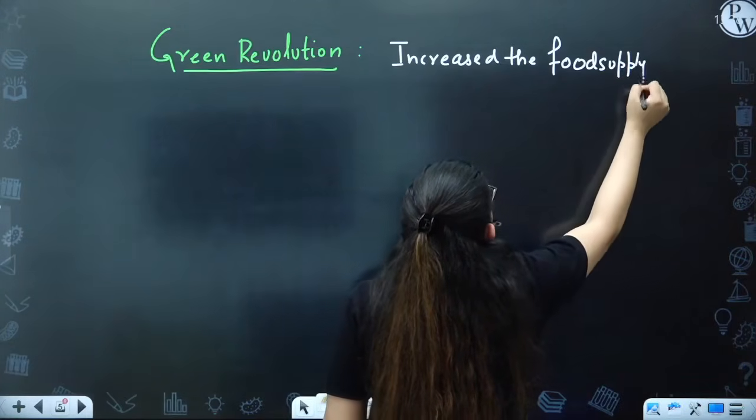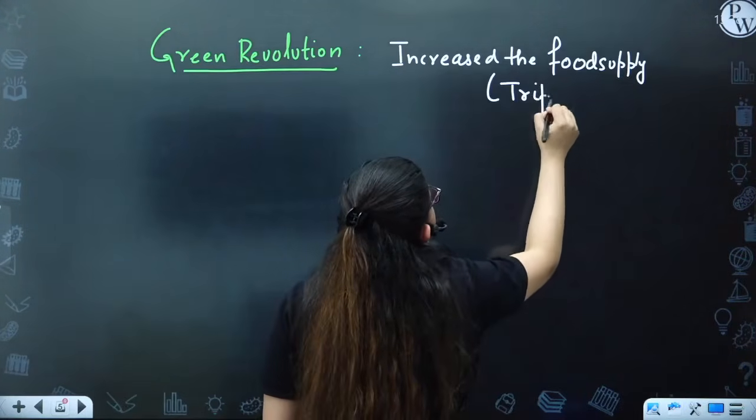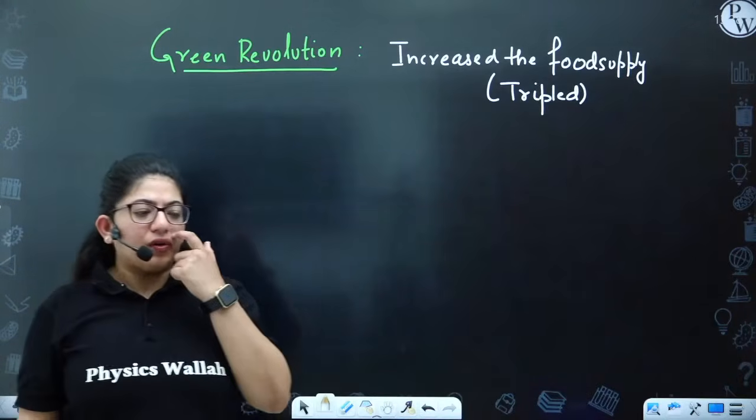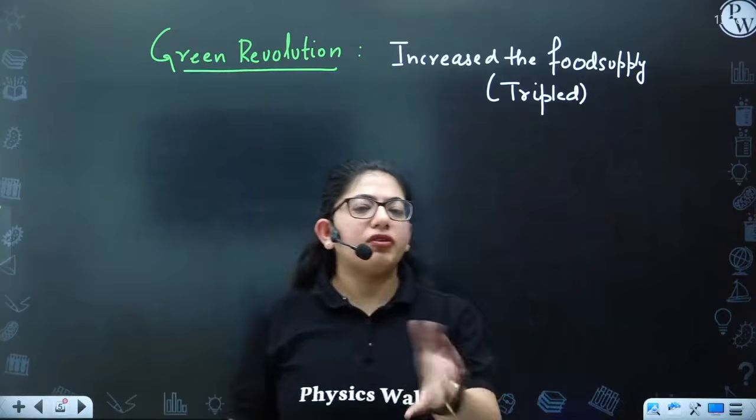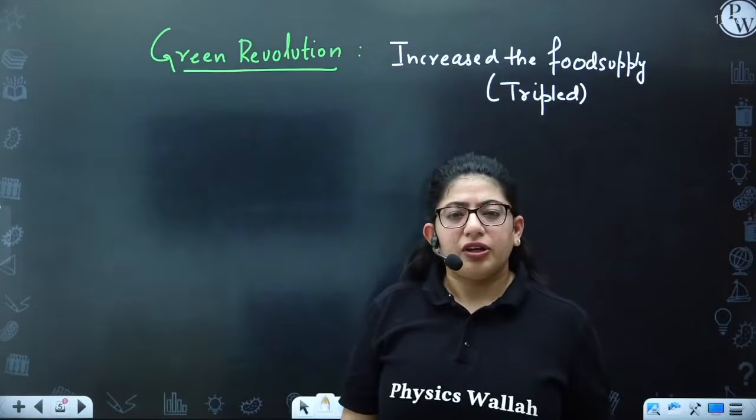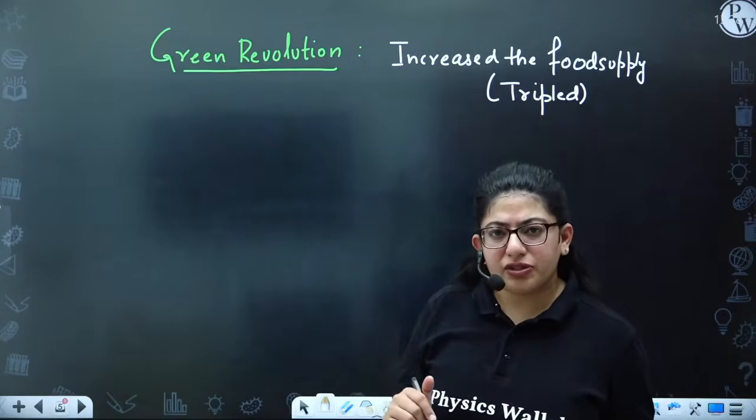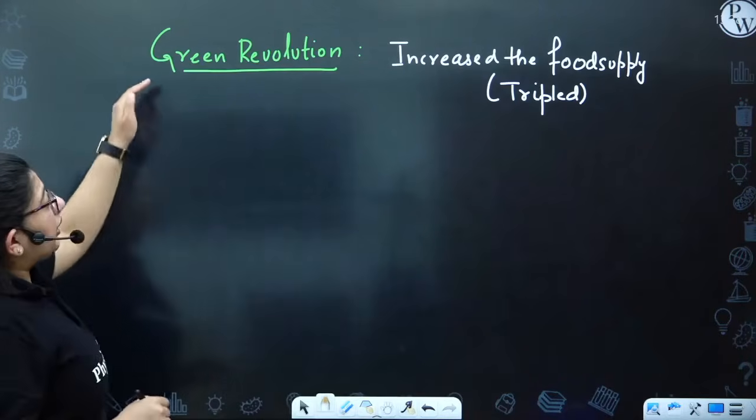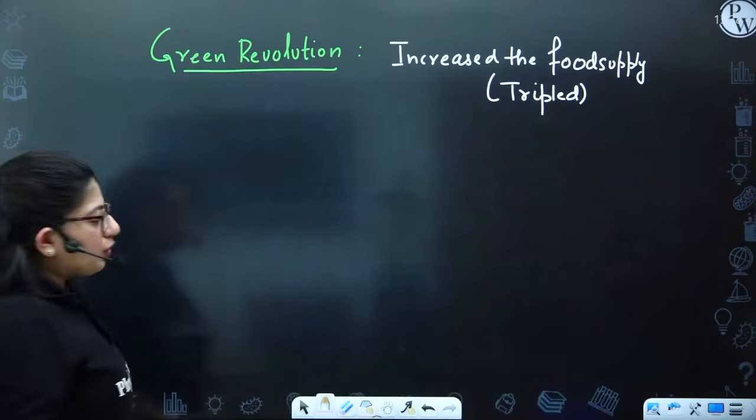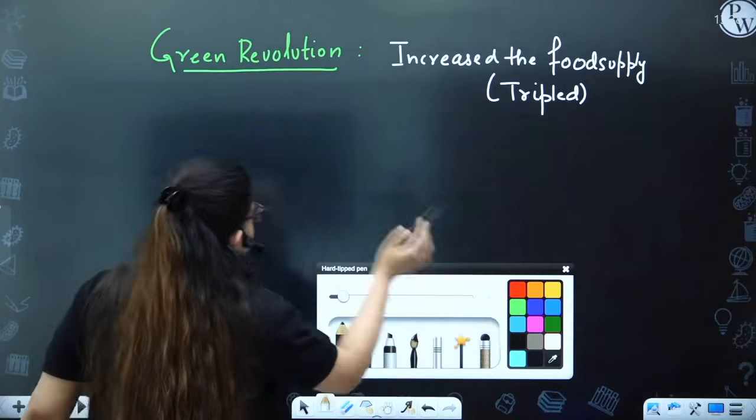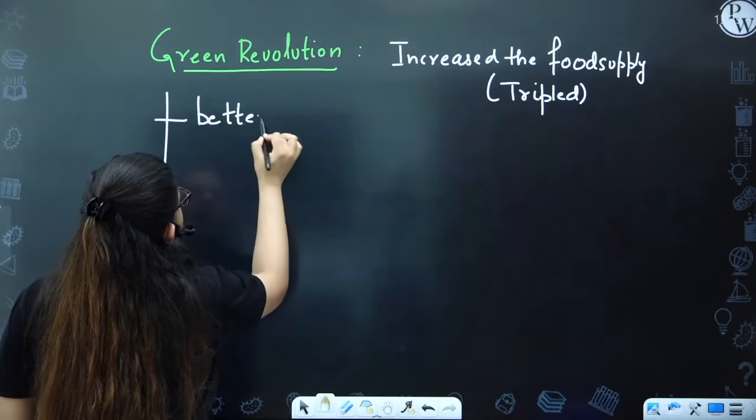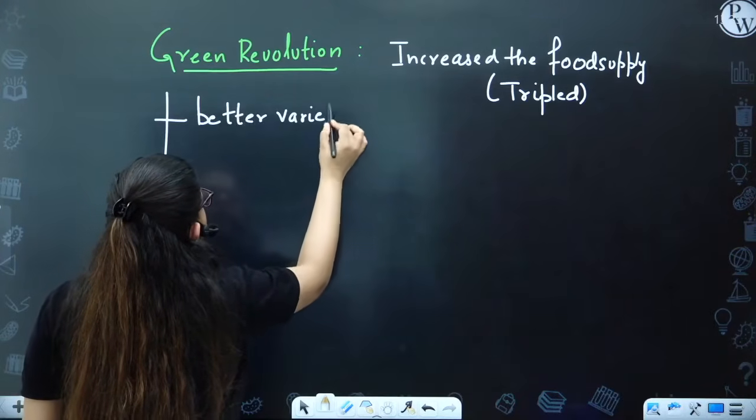It actually tripled the food supply, right? So if the Green Revolution has already tripled the food supply, then why are we using GMOs? You can use all the things the Green Revolution was using, right? The thing is, the Green Revolution used better varieties of plants. How did they get success? Because they used better varieties of plants.